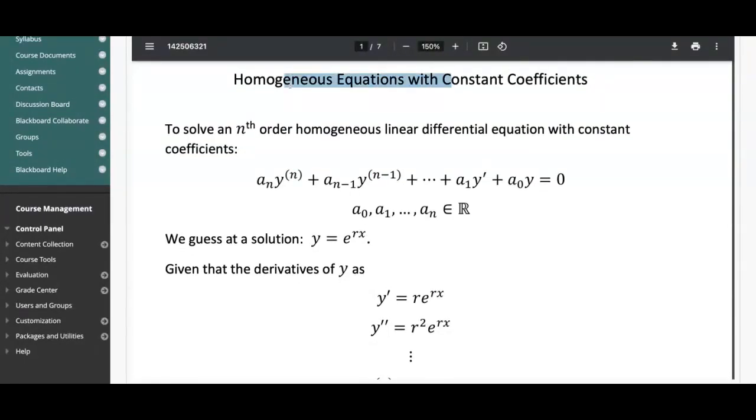Homogeneous equation with constant coefficients. Remember, before, the coefficients could be functions of x. Constant coefficients are still functions of x, just constant functions, right? So this is just one special situation. Solve an nth order homogeneous linear differential equation with constant coefficients.